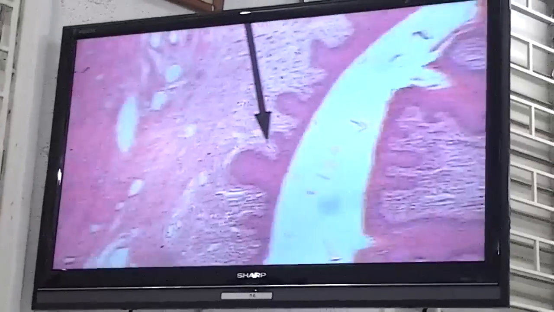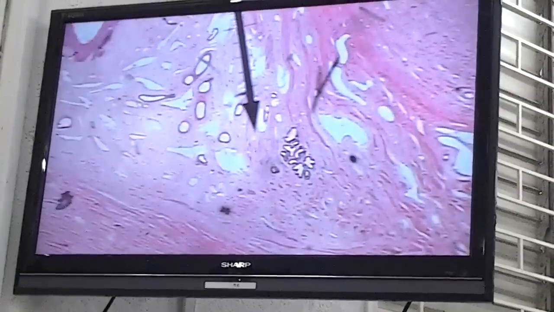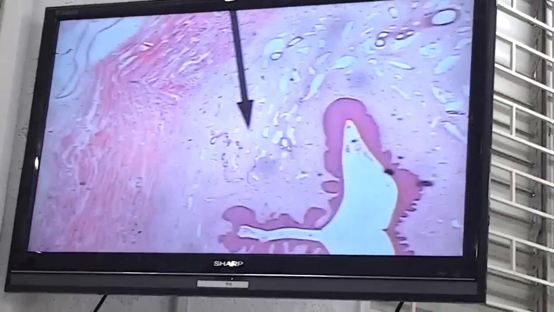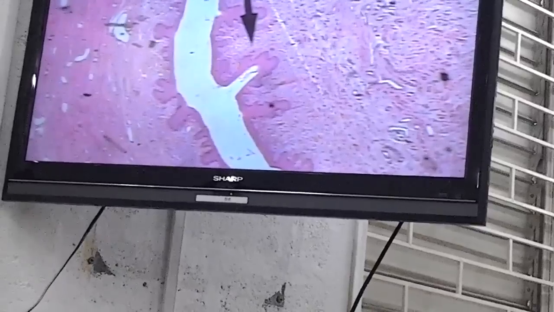So this is a slide of the urethra and the vagina. We are in the land of the female reproductive system. There we see the largest structure of this being the vagina.